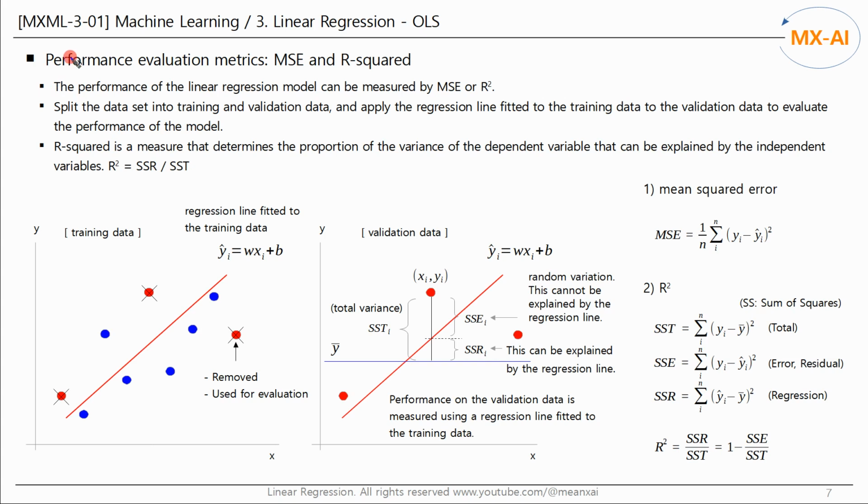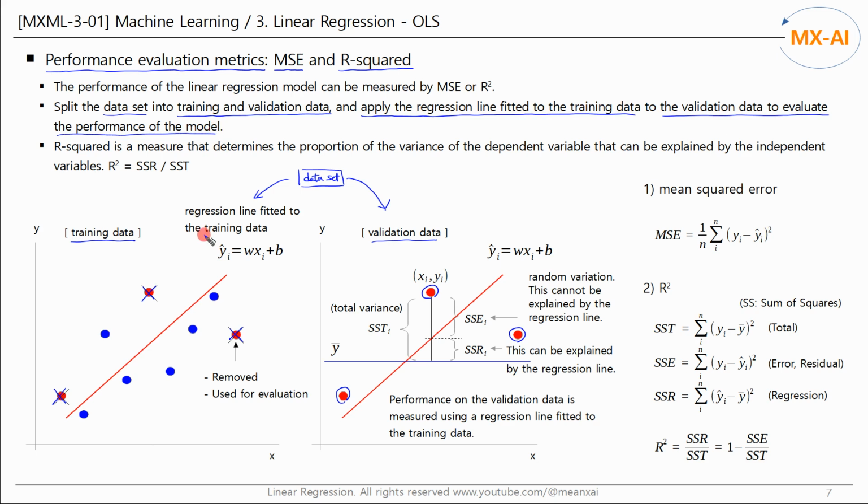Next, let's look at how to evaluate the performance of a linear regression model. Performance can be measured by mean squared error, MSE, or R-squared. Split the dataset into training and validation data. Sample the dataset to create subsets for training and evaluation. In this example, we removed some data points from the dataset and used them as validation data. And we apply the regression line fitted to the training data to the validation data to evaluate the performance of the model.